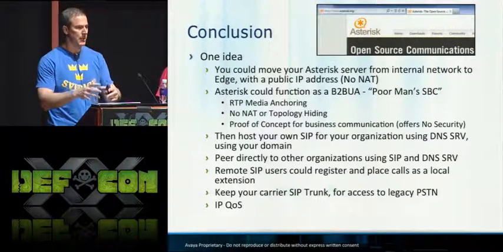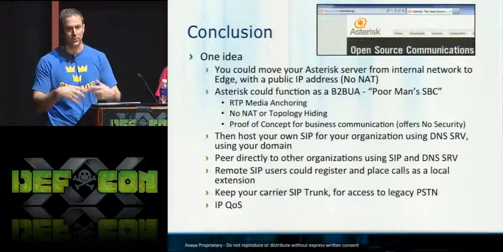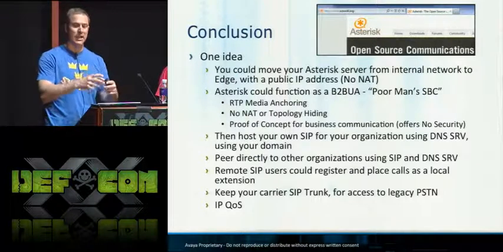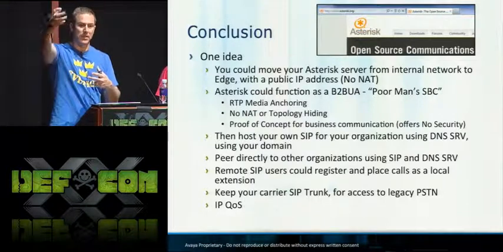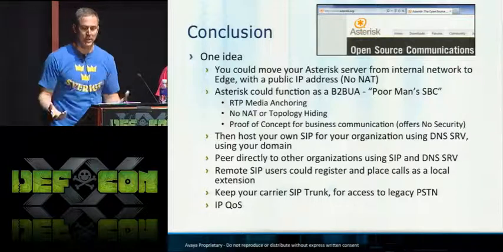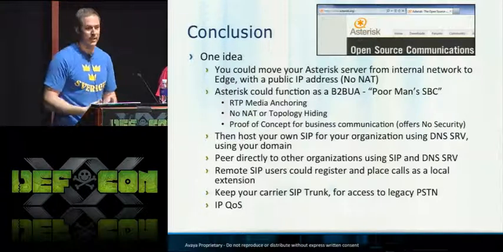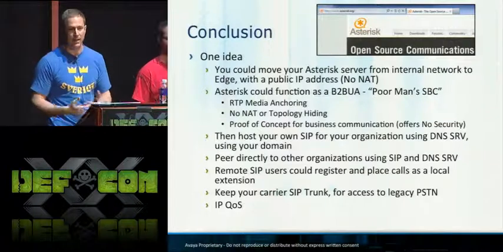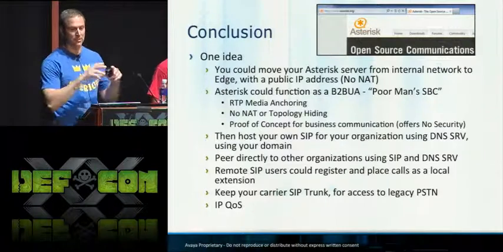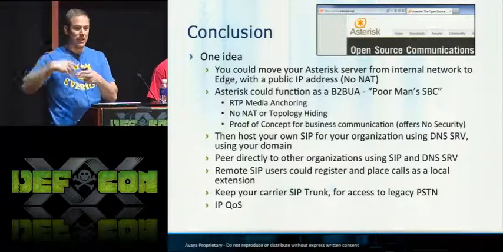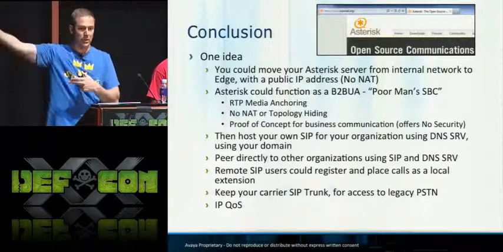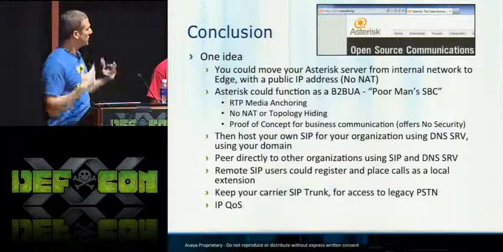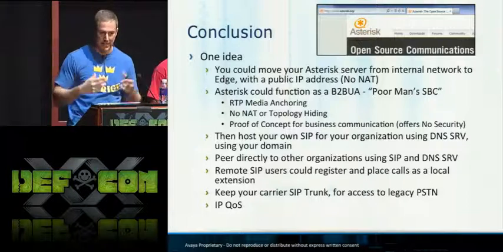If you move the PBX on your Asterisk server from the internal network, which is what a lot of companies do because they use it for voicemail and get all the advantages of UC, if you take that Asterisk server and put a public IP address on it and move it to the edge of your network, it can do something called RTP media anchoring. So it becomes a B2B UA, a back-to-back user agent. All your SIP user agents register to Asterisk. Asterisk will terminate the connection with the media and reinitiate to a remote peer, another Asterisk server. So it's what's called a poor man's SBC. It's a back-to-back user agent.